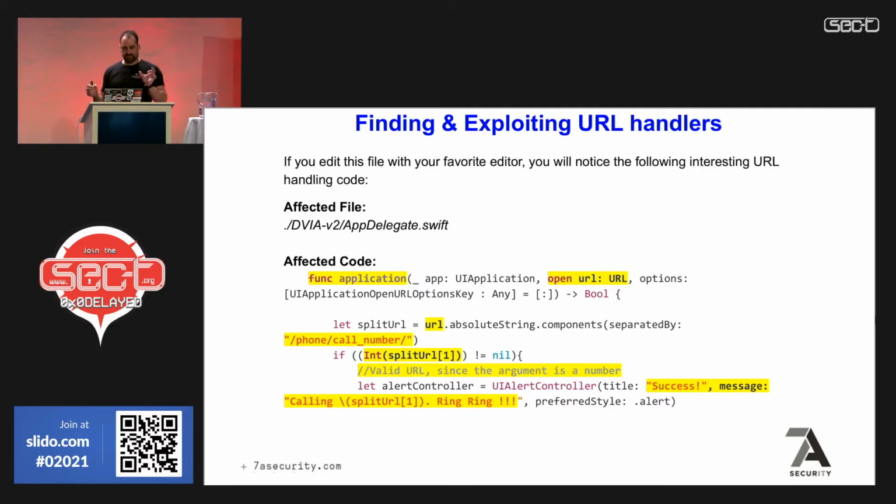So basically, it's taking a string, looks for phone call number, and then it's going to explode this into chunks, right? So chunk 0 is going to be the deep link, and chunk 1 is going to be the phone number, right? Then it casts the phone number to an integer, and if this works, it assumes it's a valid phone number, and it tries to make the call, right?